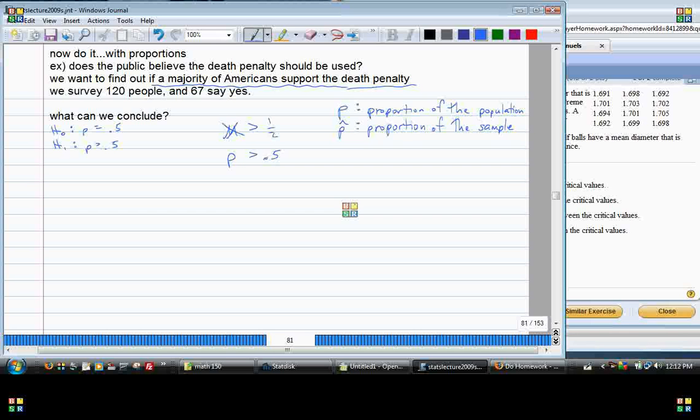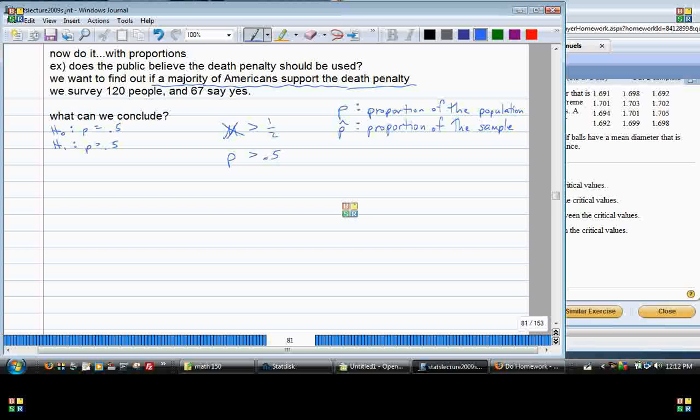It's a proportion. Also, if it helps to remind you about classifying which is which, a proportion is basically the same thing as a percentage. So when you're talking about a majority, you're talking about an average, or you're talking about a percentage? You're talking about a percentage. So that's a proportion. That's the first clue.